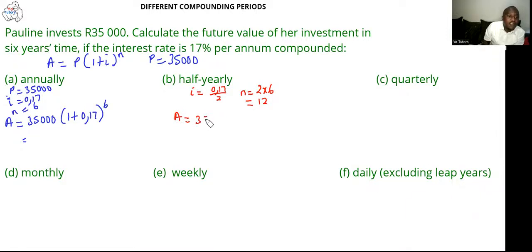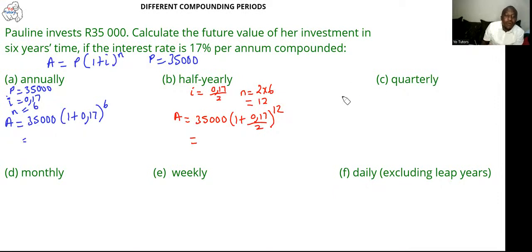So in this case here, our A is going to be P is 35,000 in bracket 1 plus, what is our I? 0.17 over 2 to the power of 12. Okay. That's what we do here to get our answer. Let's see the last part here.